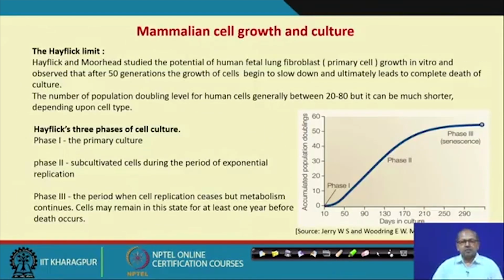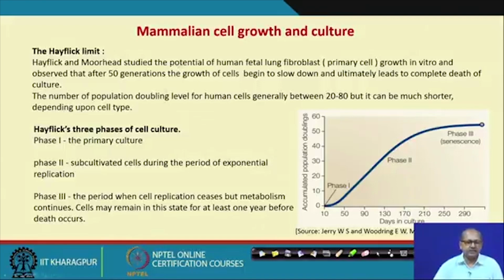So, primary cell lines have a limited lifetime, and this was discovered by Hayflick. This is called the Hayflick limit, meaning Hayflick and Moorhead studied human fetal lung fibroblasts, which are primary cells, growing in vitro, and observed that after 50 generations the growth of the cells began to slow down and ultimately led to complete death of the culture. The number of population doubling levels for human cells is generally between 20 and 80, but it can be much shorter depending upon the cell type. Say if you culture HUVEC cell lines from the umbilical cord, it may go only 4 to 5 generations.